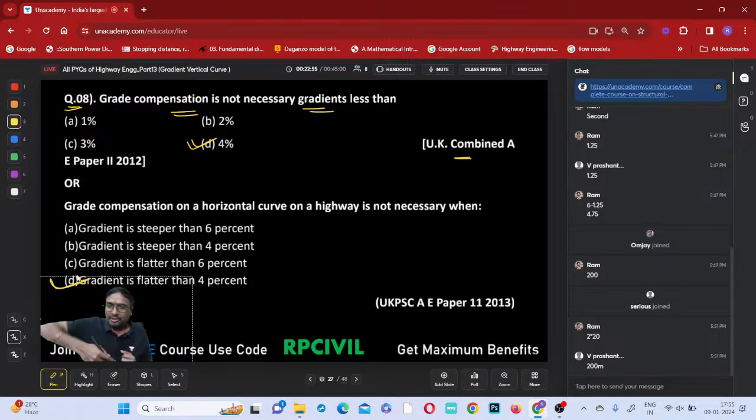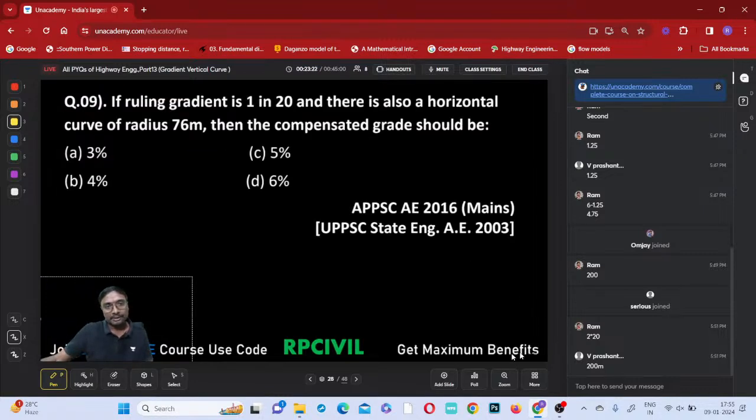Now suppose the gradient itself is already smaller. Even if you reduce it, there is no use. It is better you don't reduce it. If it is already a smaller gradient, then with or without reduction the behavior is the same, no loss, so it is better you don't reduce the gradient. Don't apply grade compensation on it. Is that not right?